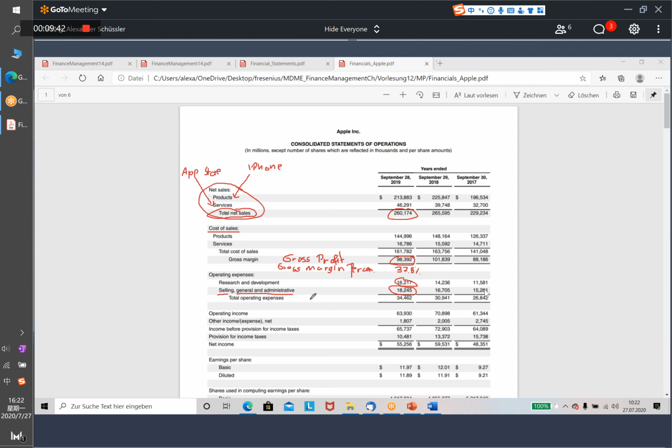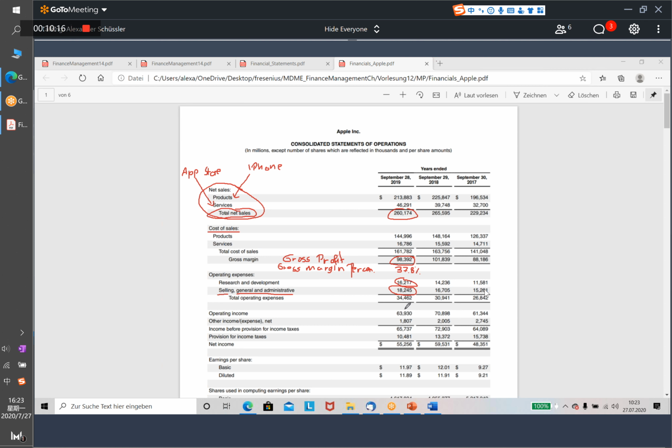This is not selling expense, but this is general and administrative expense, because the salary of the CEO is not cost of sales. It isn't directly related to the product. The CEO does not only work on the iPad or on the iPhone. He oversees the whole company. So that's why the salary of the CEO is selling, general, and administrative expense.